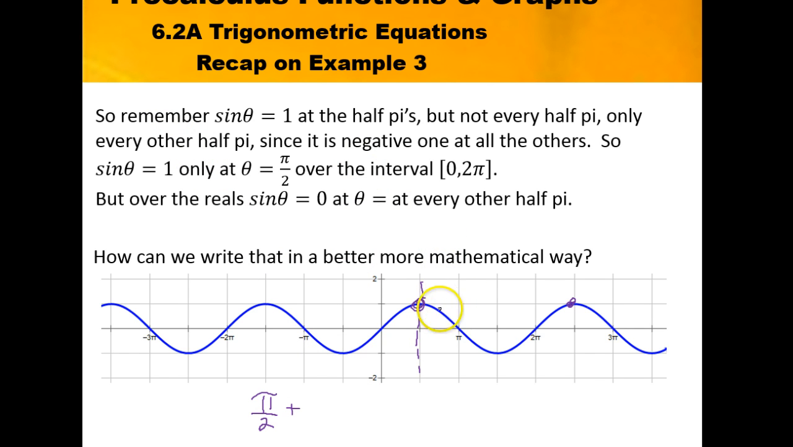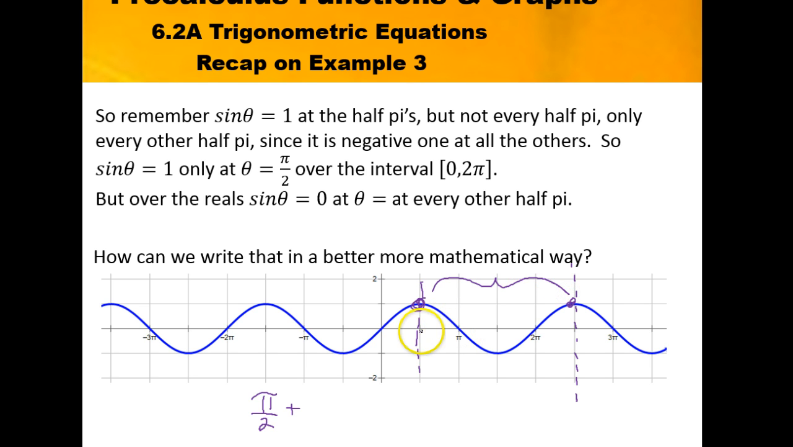Okay, so we're looking for the distance between these two lines. It's the first time that it's 1 is right here, and then it's 1 again right here. So how long is it from here to here?